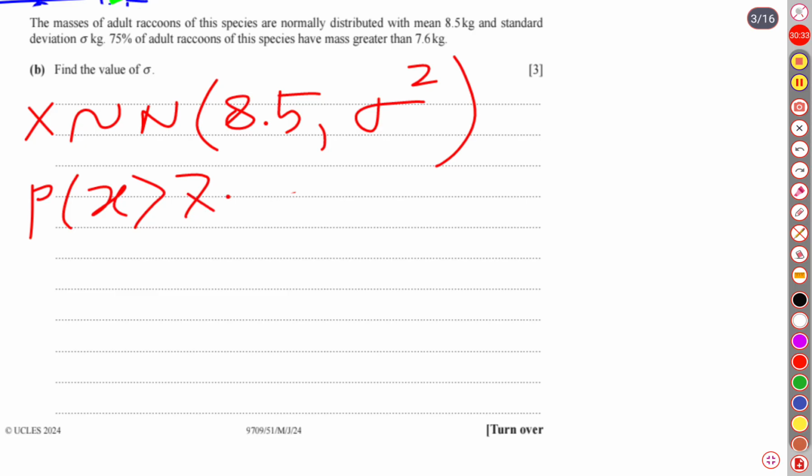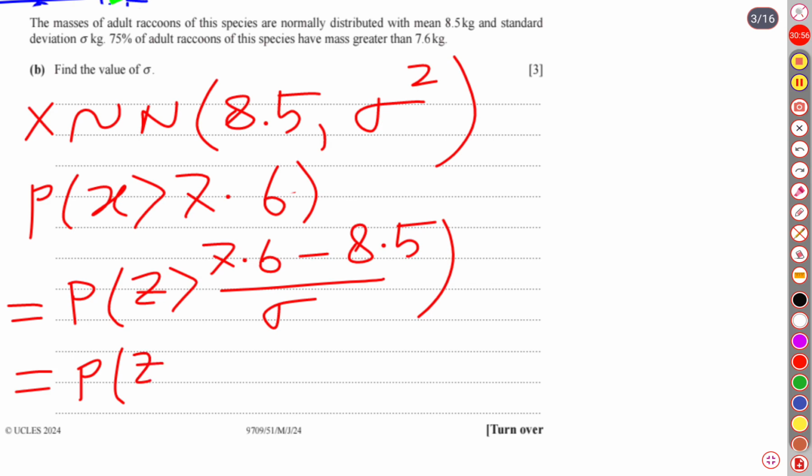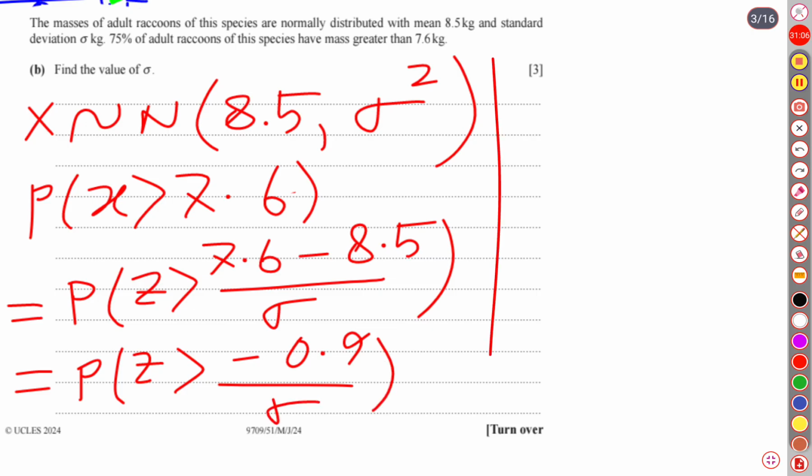So first of all, we will standardize the score: z greater than (7.6 minus our mean, 8.5) over standard deviation sigma. Well, if we calculate this, it must be negative. Actually z is greater than negative 0.9 over sigma. Well, then we will find this. Okay, we have been missing something.